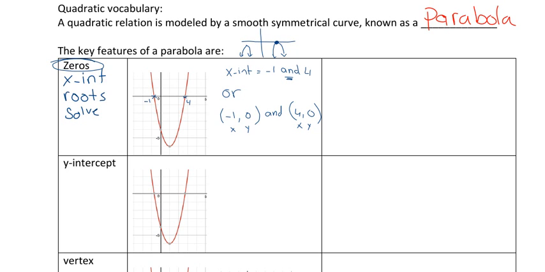So it's where the graph intersects or crosses the x-axis. Okay?